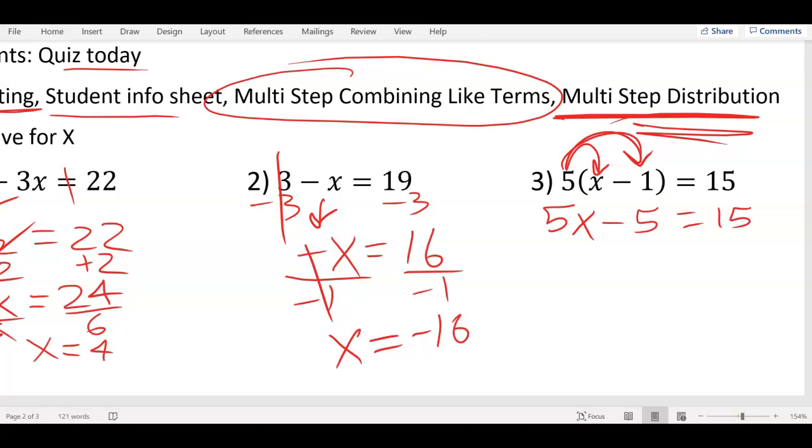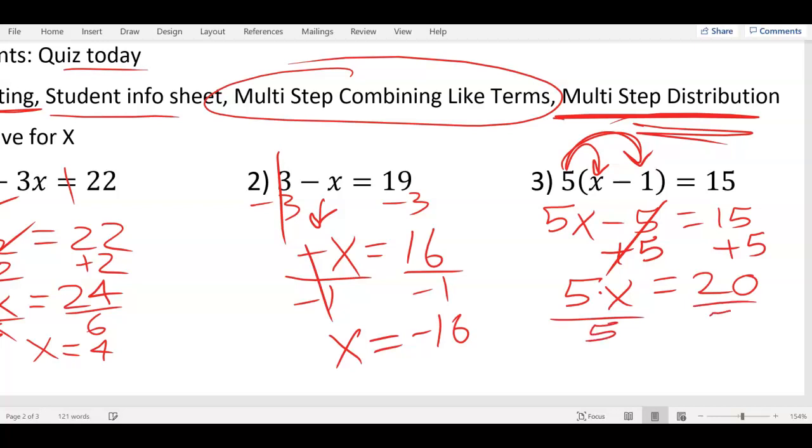Last 2 steps. I got to get rid of the loner, which is what? By the way, this is a 2-step problem, so you're kind of getting used to these 2-steppers, right? But yeah, minus 5's got to go. The opposite is to add 5 to both sides, please. And the opposites cancel out. So 5x equals 15 plus 5 is 20. And once again, 5 and x are multiplying. I need to do the opposite. Divide by 5. Divide by 5. X is 4 again. All right.